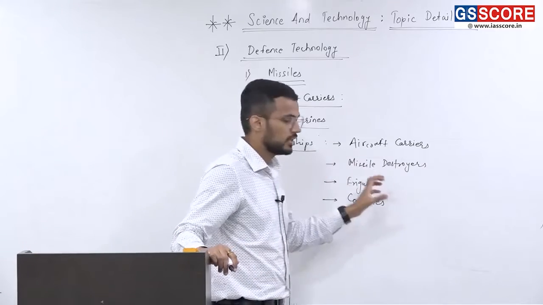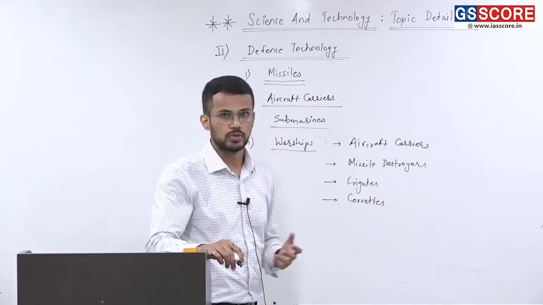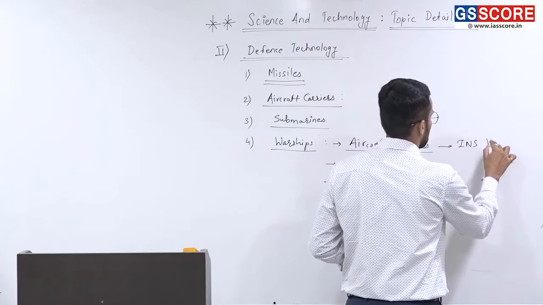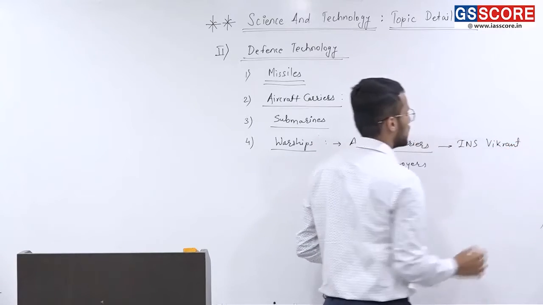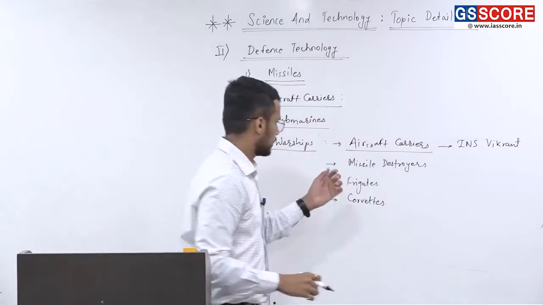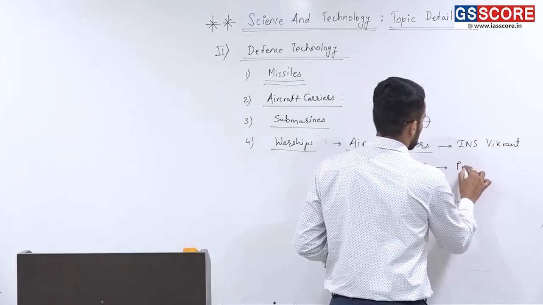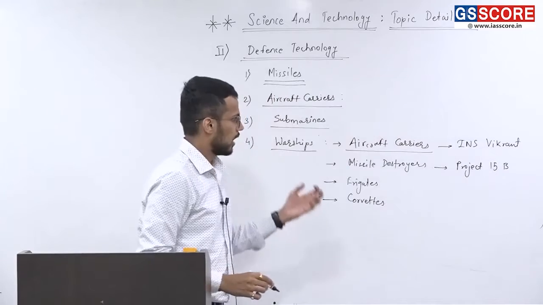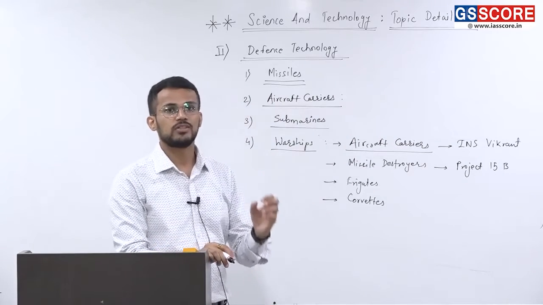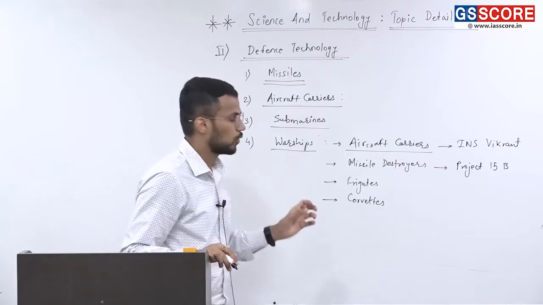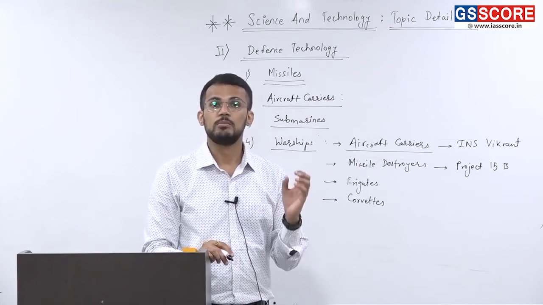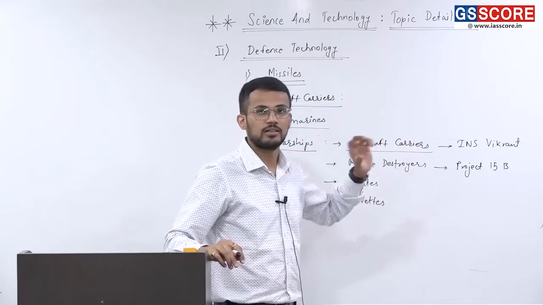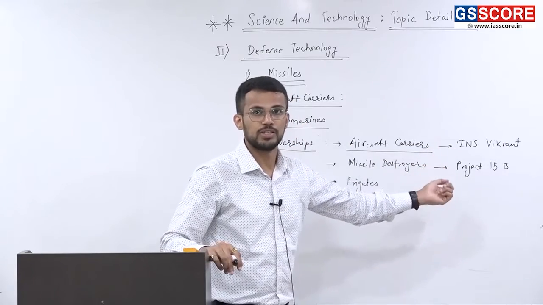Then related to these, there are certain developments going on. For example, for aircraft carriers, we have already discussed that we have developed an indigenous aircraft carrier named INS Vikrant. Then for missile destroyers, there is a project going on right now, and that project is 15B. Under project 15B, we have commissioned certain important destroyers like INS Marmagao. So you must be aware of important destroyers that are getting commissioned under project 15B.